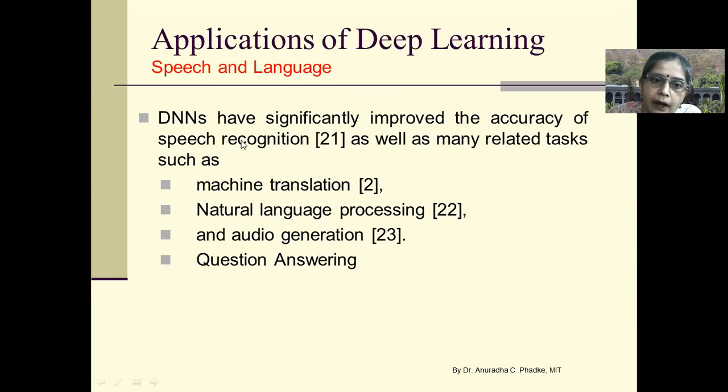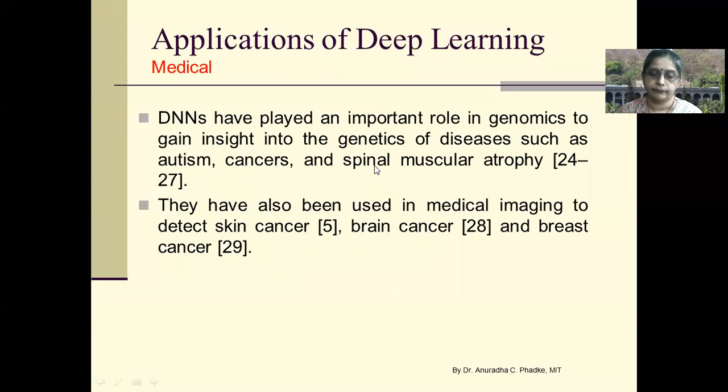Then under speech and language, you can have various applications of DNN. With DNN, we can significantly improve the accuracy. And this accuracy improvement is possible with tasks like machine translation, natural language processing, audio generation, and also for question answering, like for developing applications like Alexa, which works on DNN networks.